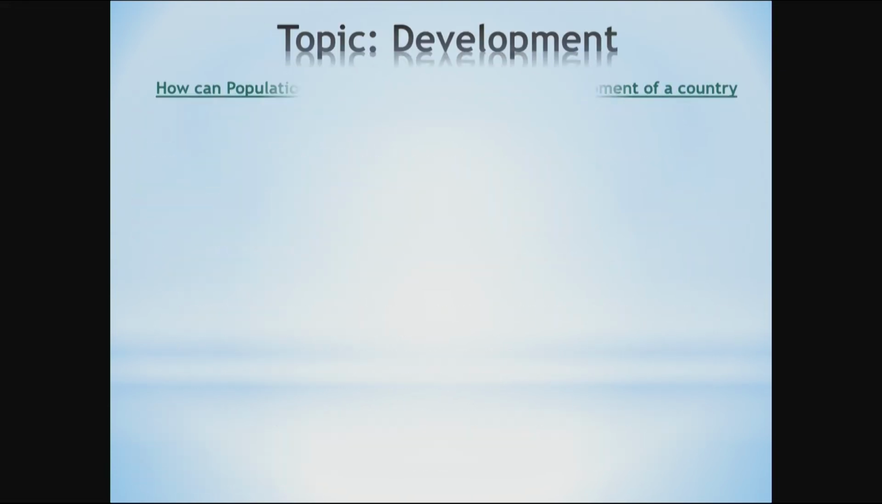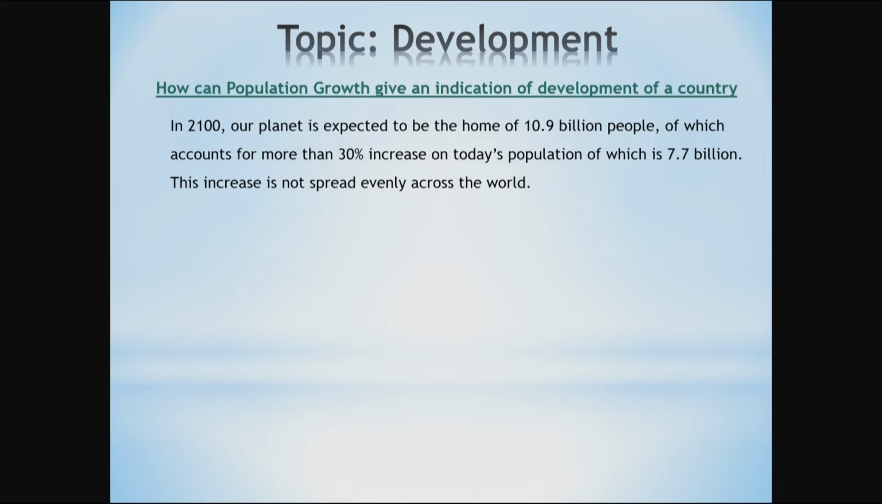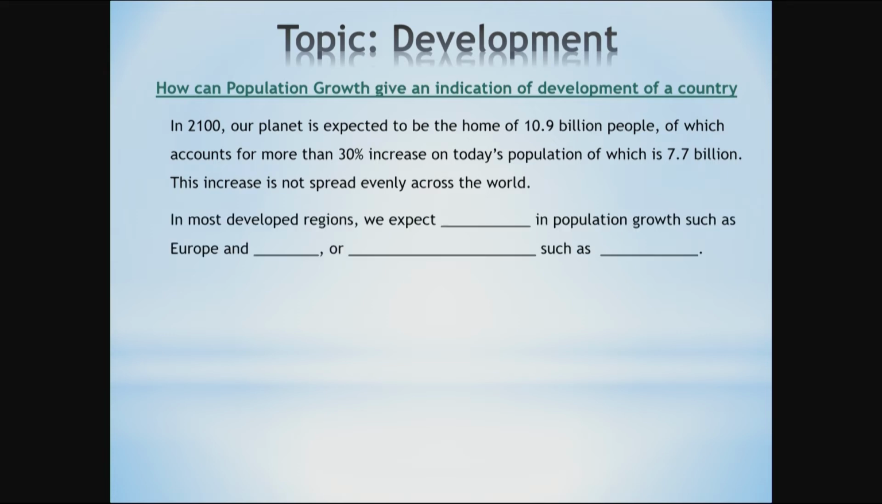More on population growth. In the year 2100, our planet is expected to be the home of 10.9 billion people, which accounts for more than 30% increase on today's population, which is 7.7 billion. This increase is not spread evenly across the world. Why?